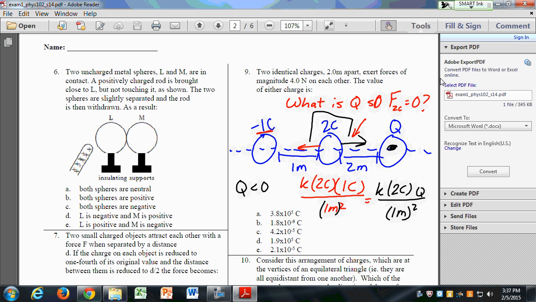But you could also make it a little more complicated by having these distances. Oh, these distances were different. I'm sorry. So that's not the case then. So here, this would be 2 meters squared. And then you'd have to go through and solve for what is Q. Y'all clear on what I mean by that?